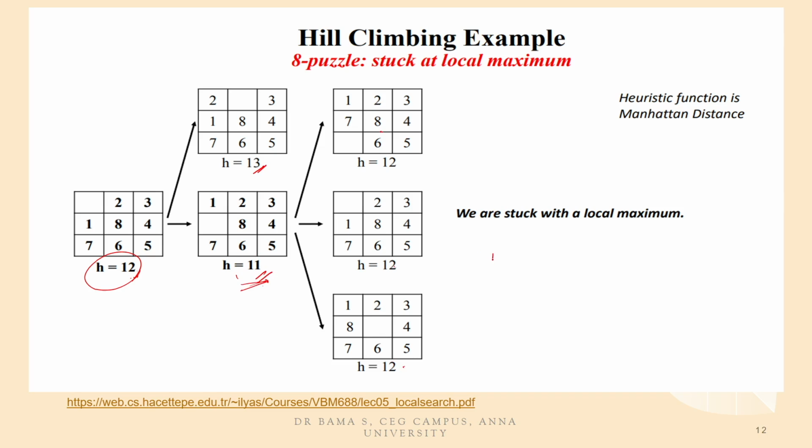And if you see from 12 and 11 and again 12, we are stuck at a local maximum here, because 12, 11 and 12, this is 11 and this is 12 and this is 12, we are stuck here. Okay, we got a local maximum and this is not the answer. So, hill climbing may not work in other directions.